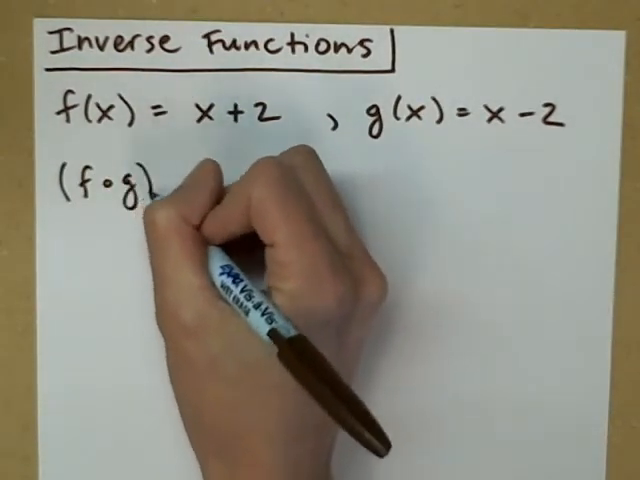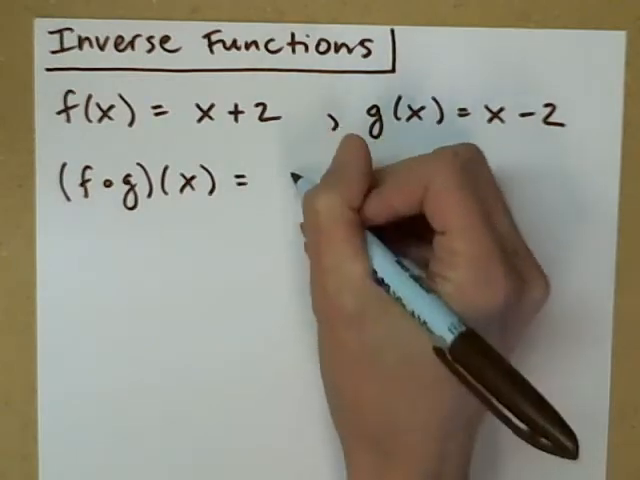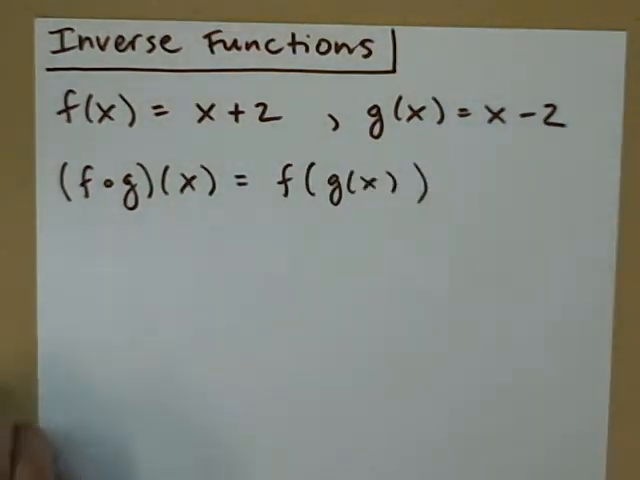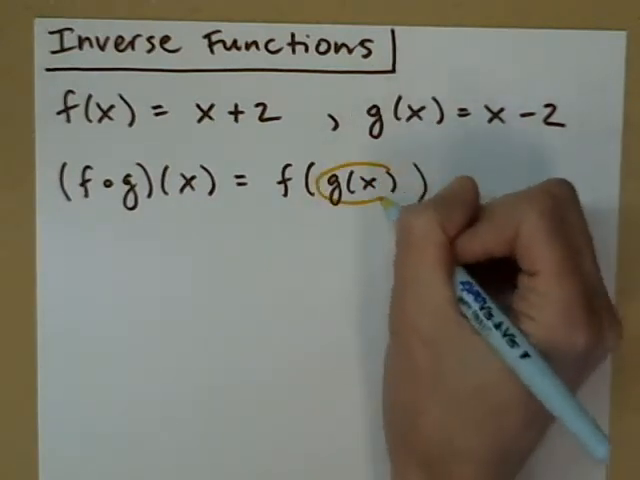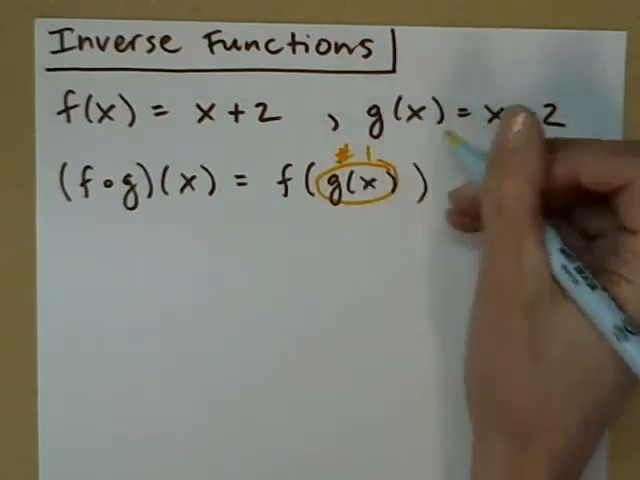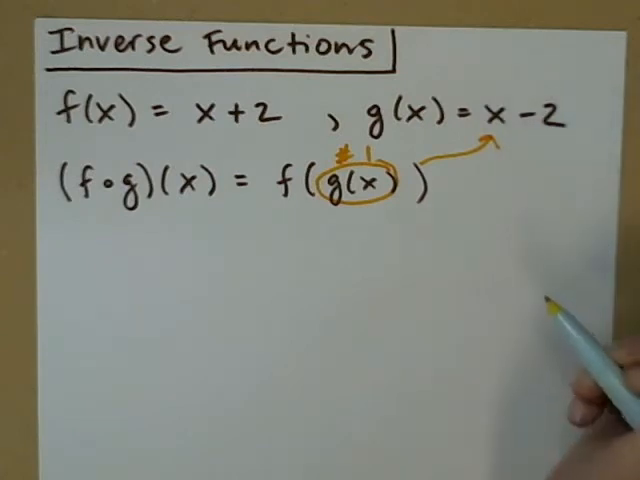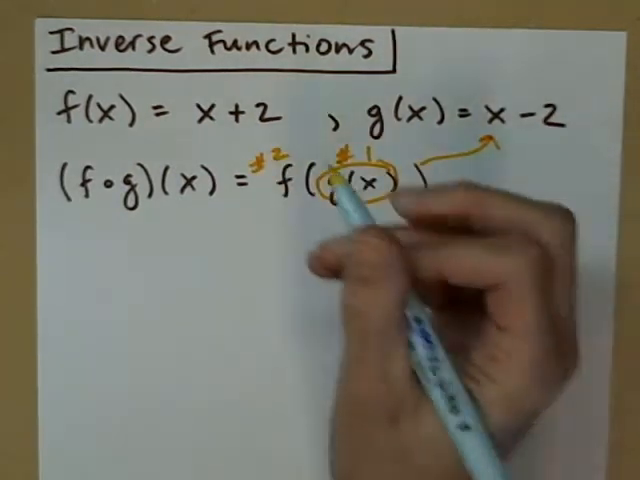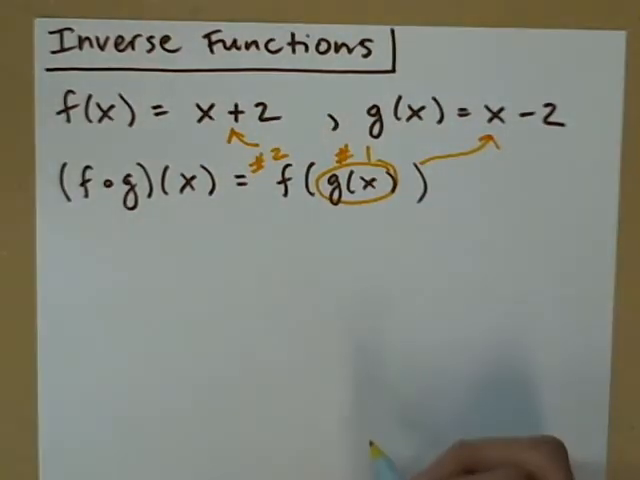Remember, when we do a composition of functions, we apply functions in a particular order using order of operations. So I'm going to apply g first, and remember, g is my subtract 2 rule, and I'm going to follow that up with my outer function f. F is my add 2 rule.